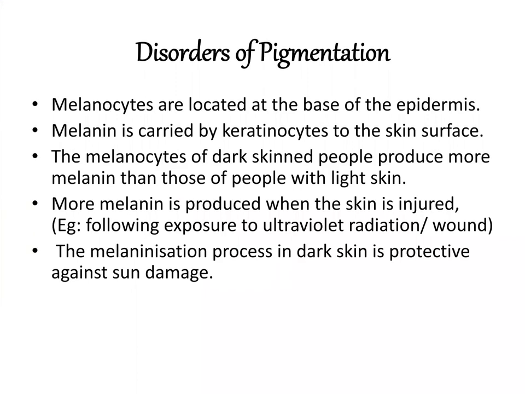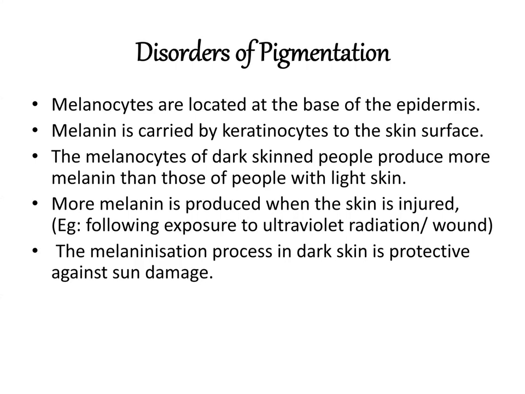So the melanocytes are located at the base of the epidermis. So we know it is in the basal layer. Melanin produced by melanocytes is transferred to the keratinocytes by the dendrites of the melanocytes. The melanocytes of dark-skinned people produce more melanin or more melanosomes than those of people with lighter skin. But both groups, the white people and the dark people, have the same number of melanocytes, but the melanin production is more in darker people.